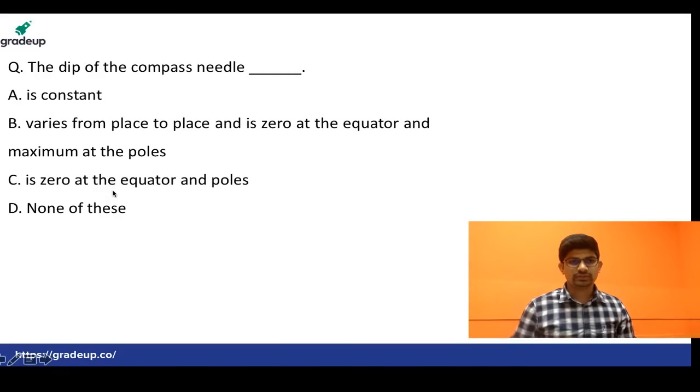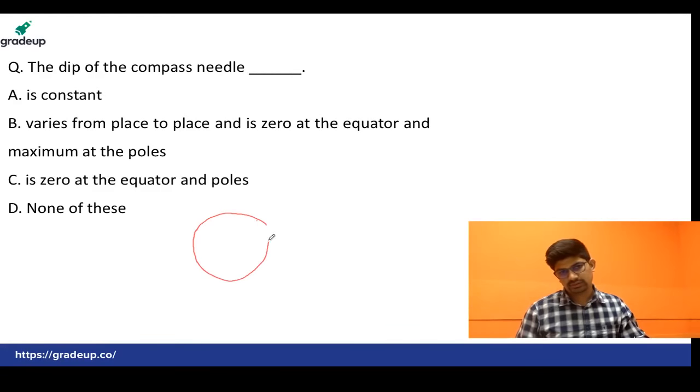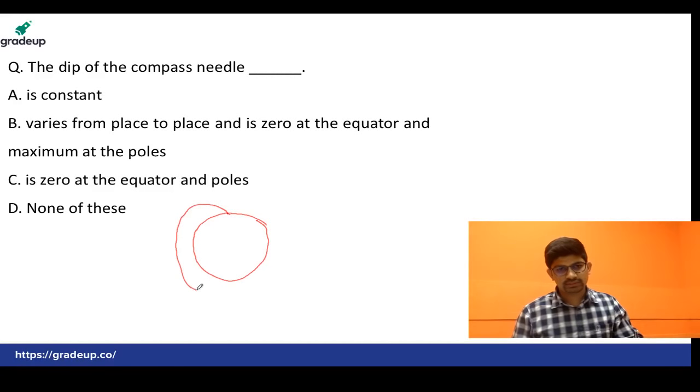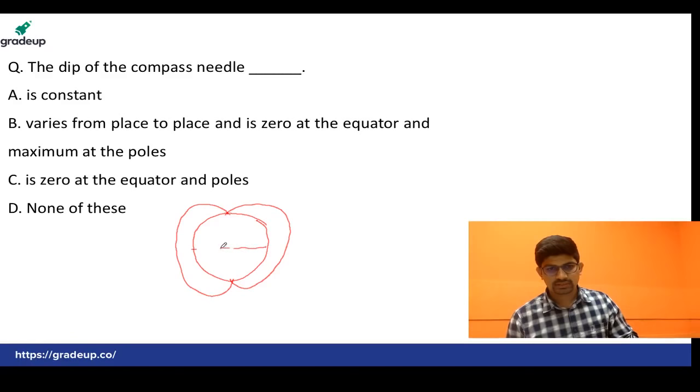Now the second question. The dip of the compass needle: option A, is constant; B, varies from place to place and is 0 at equator and maximum at poles; C, is 0 at equator and poles; D, none of these. For this, let us suppose this is our Earth, and these are the magnetic lines, the magnetic field generally. Suppose this is the equator, and this is our pole. This is the north pole and this is the south pole.